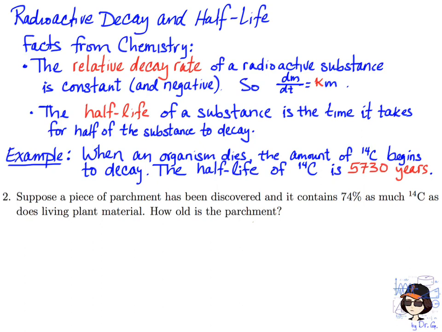The problem says, suppose a piece of parchment has been discovered and it contains 74% as much carbon-14 as does living plant material. How old is the parchment? Parchment is paper made from a plant, a leaf. So we find a piece of parchment and we measure the C14 and discover that it has 74% of what it did have when it was alive. We're going to determine how long ago it died.